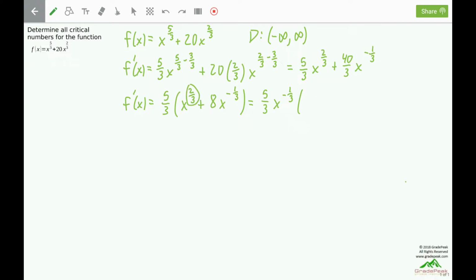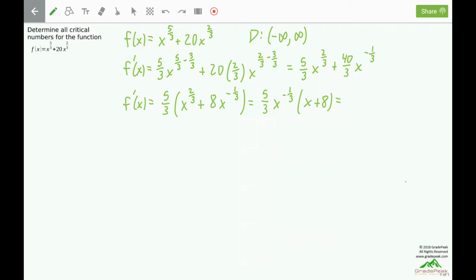The first exponent's a 2/3. If we add a 1/3, 2/3 plus 1/3 is 3/3, which is 1, and it will become x to the first power. The second exponent is a negative 1/3. We're going to add a 1/3 to that. Negative 1/3 plus 1/3 is 0, and x to the 0 is a 1 times that 8, which will be an 8.